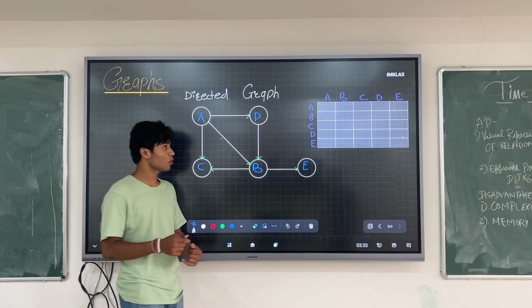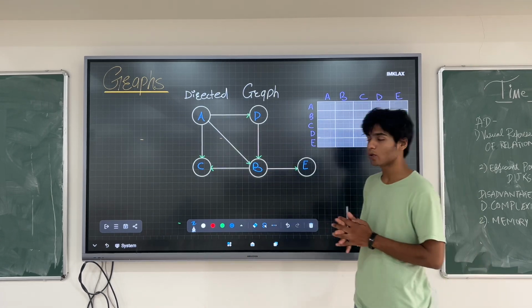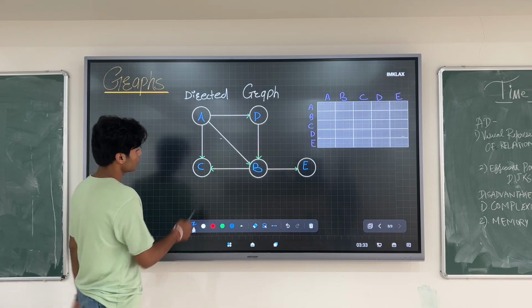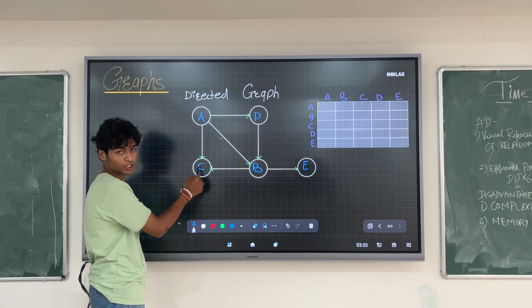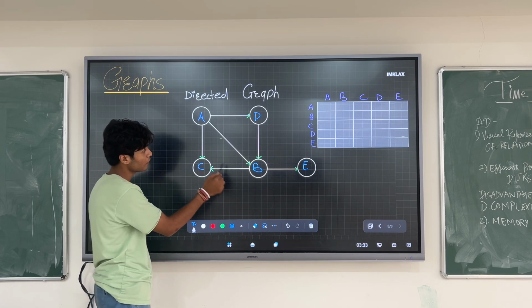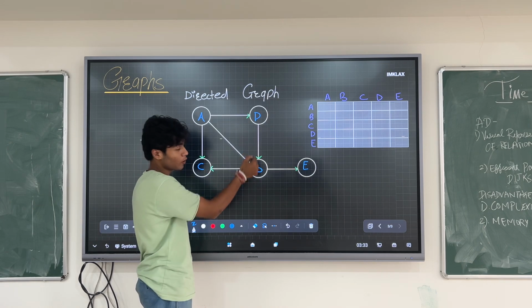Now we will talk about directed graphs. In a directed graph, we can only travel from one node to another in the direction of the edge. For example, if we look here at B, we can travel from B to C because this edge directs in this B to C direction. But we cannot go to D from B because the direction of the edge is from D to B.